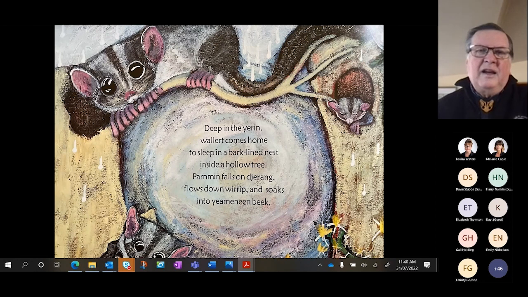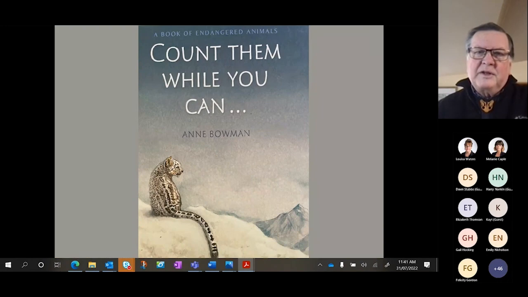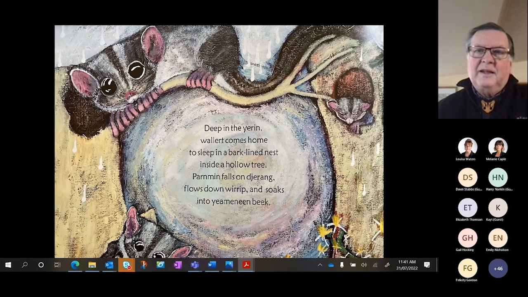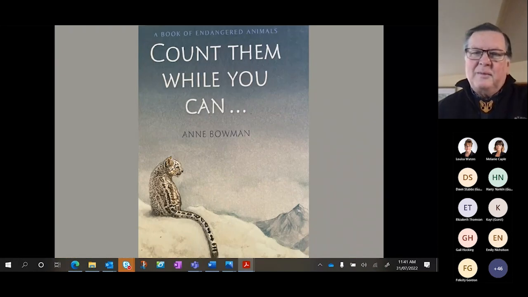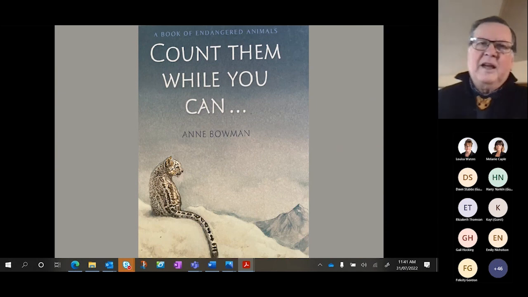So we've got here an illustration of Leadbeater's possum, "Deep in the air in wallet, comes home to sleep in a bark-lined nest inside a hollow tree. Panmin falls on Gerang, flows down Wirrip and soaks into Yanmin beak." So if you're not familiar with those Woiwurrung words, buy Auntie Joy's book, and there's a glossary in the back that tells you what they all mean. But isn't it great that this illustration therefore can be used to promote language?